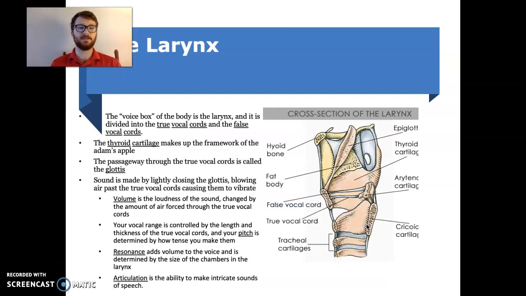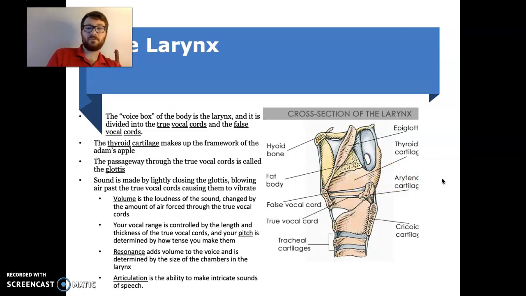And this is where we're going to end today in our first part, what the voice box is. The voice box of the body is the larynx, divided into the true and the false vocal cords. Just like you have true and false ribs, it's not saying that these vocal cords don't do anything. It's just that they aren't as complete in their manufacturing, and definitely not as effective at producing sound. The thyroid cartilage, you can see the thyroid cartilage right here, makes up the framework of the Adam's apple.